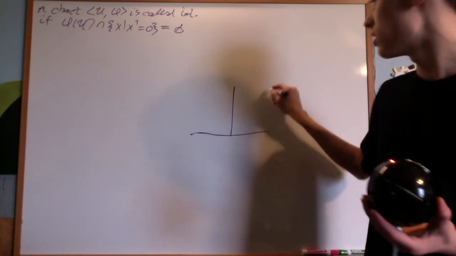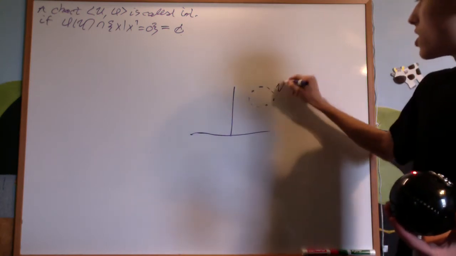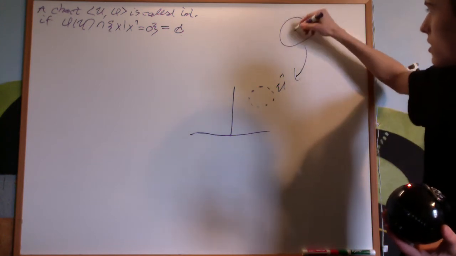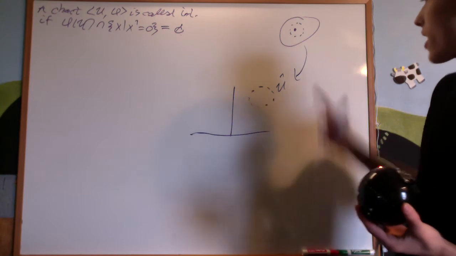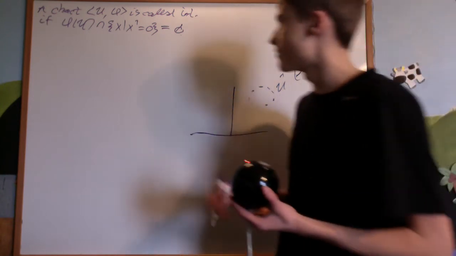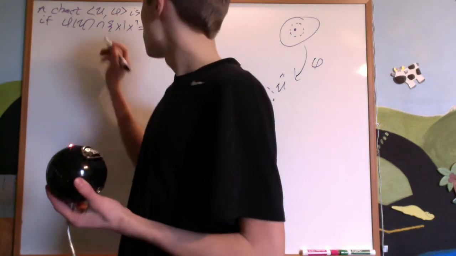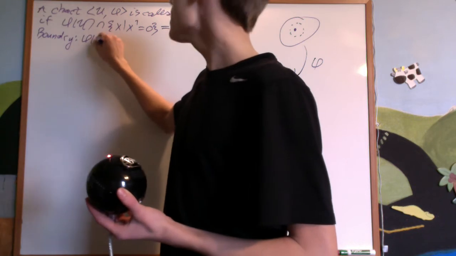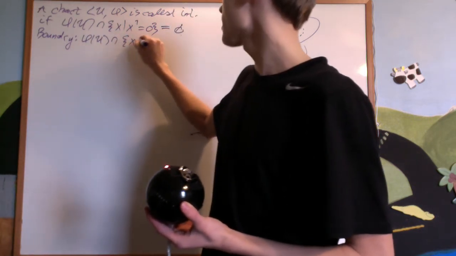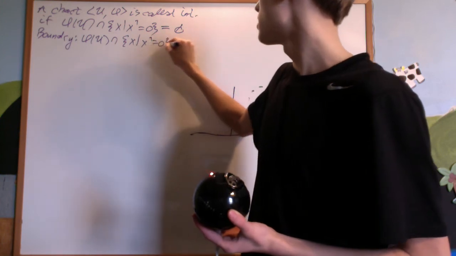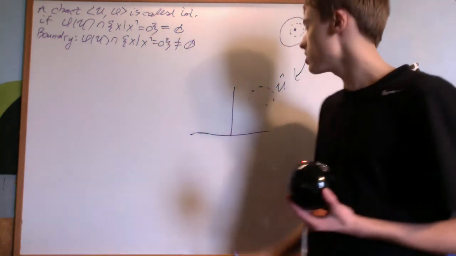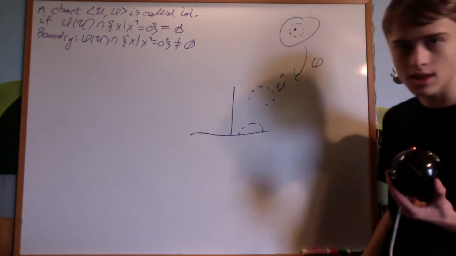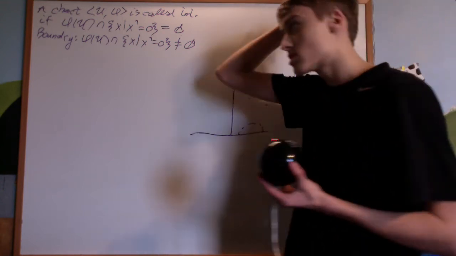So for example, if this is U hat, then back at the manifold, this U is, in fact, an interior chart under phi. Okay? And it's called boundary if the exact opposite is true. Phi of U intersect the x-axis isn't empty. So it does intersect it. So for instance, that could be the image of a set. That's a boundary chart.